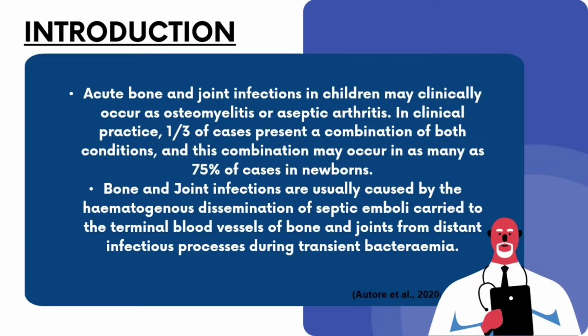Bone and joint infections are usually caused by the hematogenous dissemination of septic emboli, which means a spread of infectious organisms into the bone and joints from the blood, carried to the terminal blood vessels of bone and joints from distant infectious processes during transient bacteremia.